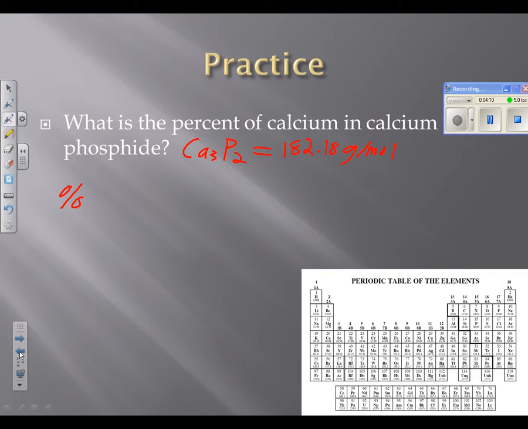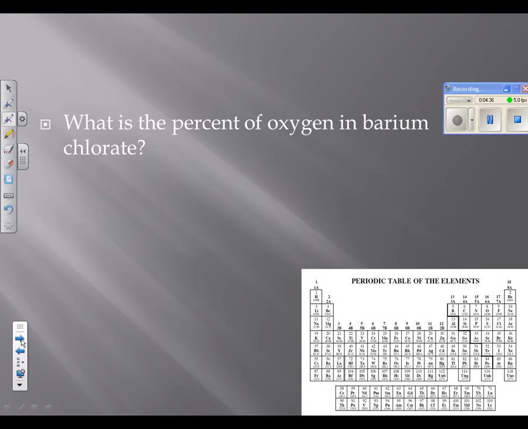So now we just need to find the percent of calcium. There are 3 calciums. Each calcium has a mass of 40.08. That's your part. Divide it by the whole, which is 182.18. And that will give you 0.66. Times that by 100, you get 66% calcium. So see, these are easy. You should like these.